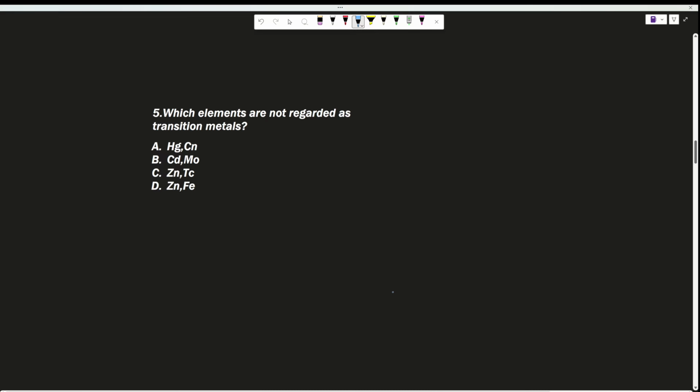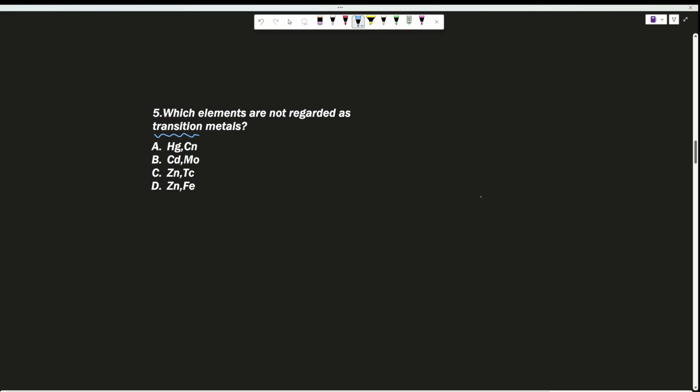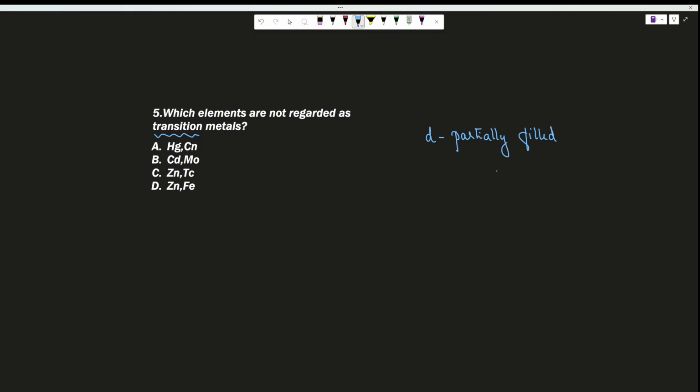Yeah, next. Which elements are not regarded as transition metals? See, here the definition of transition metal says the d orbital should be partially filled. Okay, this should be partially filled in its atomic state or ionic state. Fine. So, if it is completely filled, then those elements are not considered as true transition elements. They are known as pseudo transition elements.